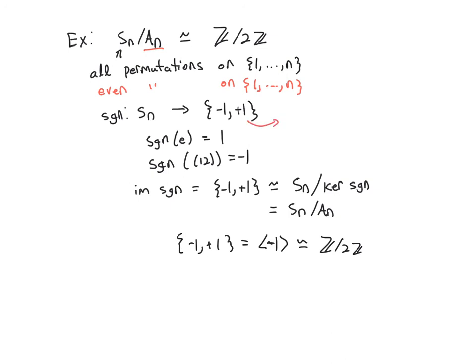I could have been using 1 bar, 0 bar, and working mod 2 here. But I always kind of like the -1 to the power calculation instead, because I find that's a little easier to understand instead of working mod 2.